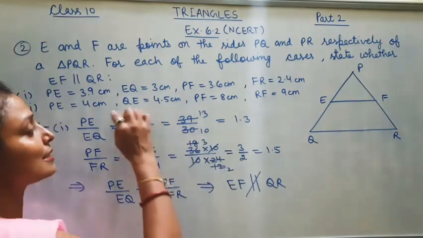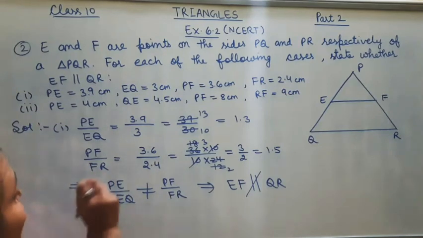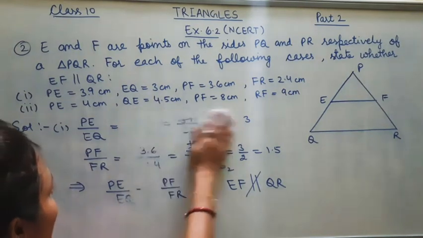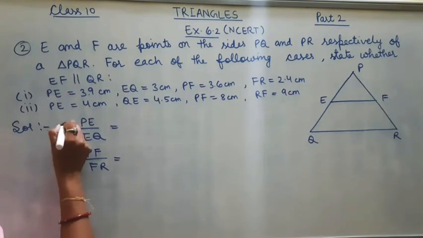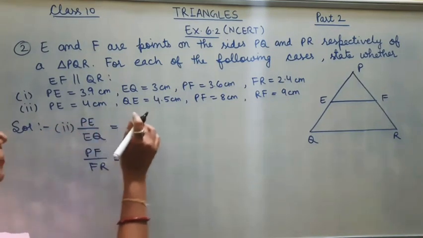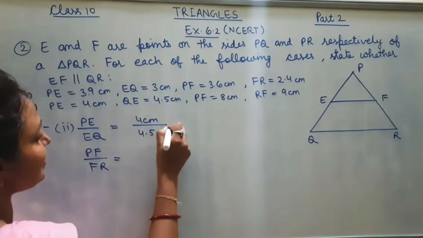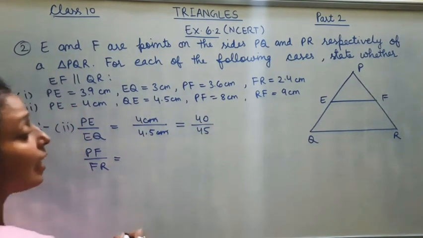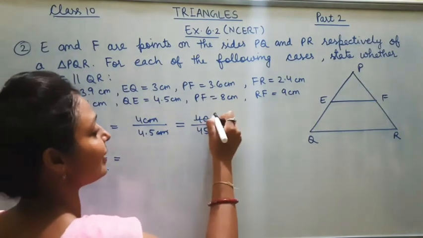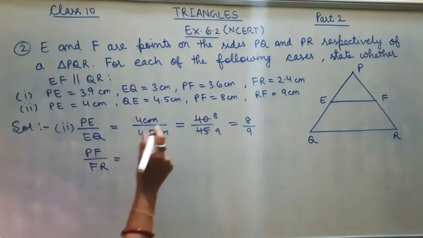Okay. Now to come to the second part, in which PE and QE and PF and RF are given. So I will rub from this side and I will take the values. First, in the second part, PE is 4 centimeter and EQ is 4.5 centimeter. This centimeter and centimeter will cancel. 10 comes in the numerator, 45 you will cancel with 5. 5 8s are 40, 5 9s are 45. It will be equal to 8 by 9. Okay.